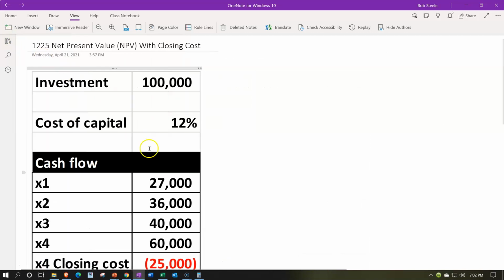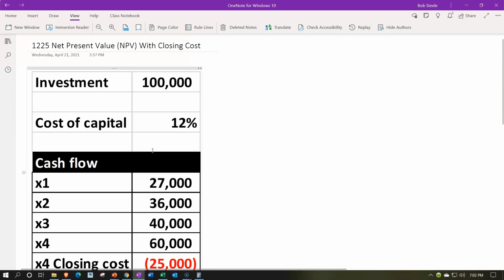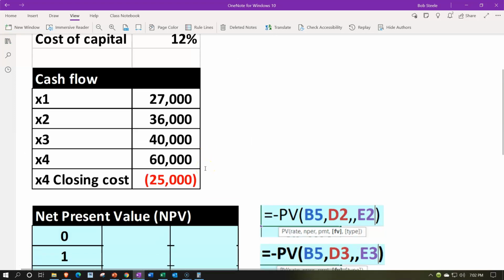Closing the icon, information up top, calculations down below, net present value calculation. This time, new thing, closing costs. So we have the negative closing costs at the end of the job to close up the job in some way, shape, or form. Will that mess up our present value calculations? It shouldn't cause us too much problem. Note that it's happening in the same year, that last year that we're closing it up. So we'll have to take that into consideration.